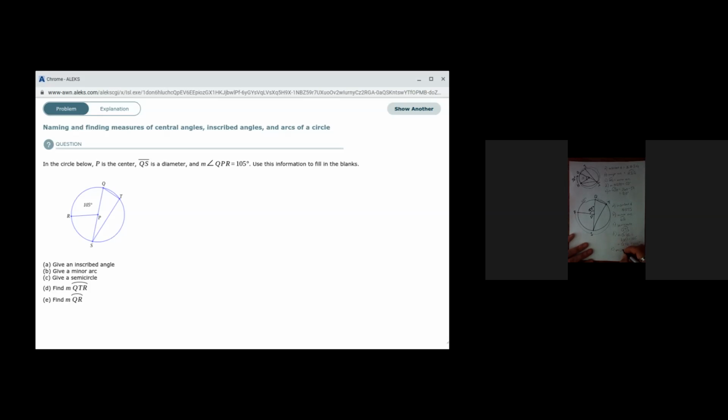And finally, the measure of arc QR. Well, we already figured that out so that we could figure out the major arc. Not even hard. 105 degrees.